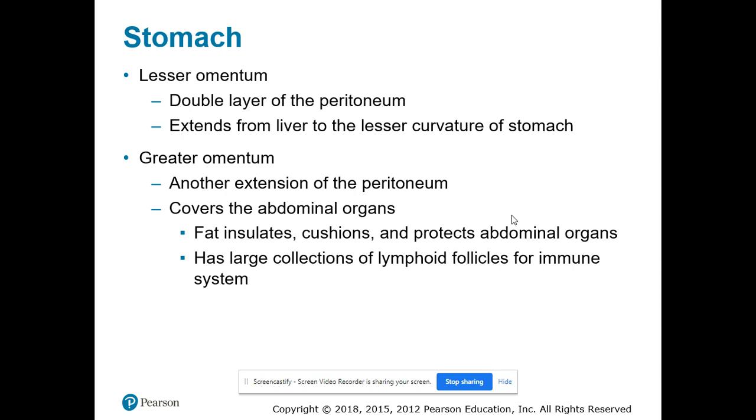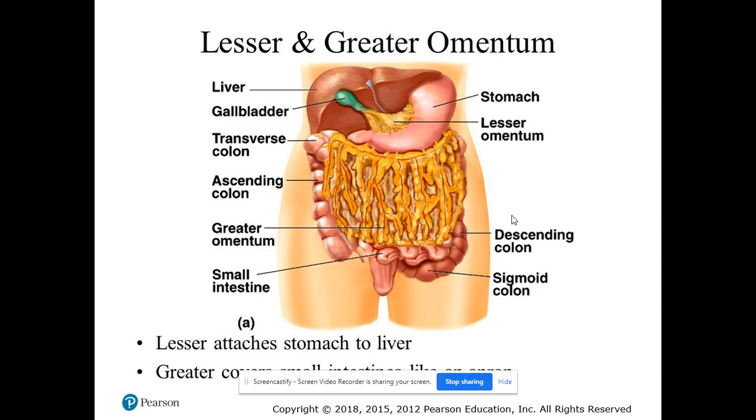Now, your greater omentum has a lot of fat in it, so you're going to see in the next slide that it has a very yellow appearance. This fat helps insulate, cushion, and protect your abdominal organs. Within this, there are also large collections of lymphoid follicles that help with the immune system and get rid of any unwanted bacteria, virus, or foreign particles.